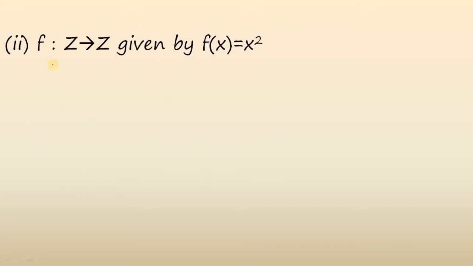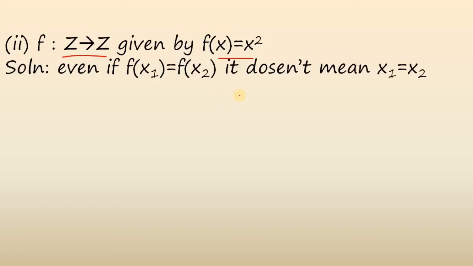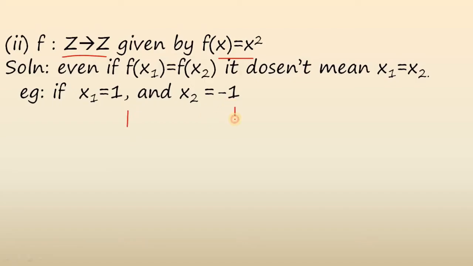Let's do the second one. f such that Z to Z given by f of x is equal to x square is the same condition, but it's integer to integer. What is an integer? It includes negative numbers, positive numbers, and 0. Even if f of x1 is equal to f of x2, it doesn't mean x1 is equal to x2. Why? We'll just see an example. If you take x1 as 1 and x2 as minus 1, what happens? 1 square is also 1 and minus 1 square is also 1. So f of x1 is equal to f of x2, but x1, that is minus 1, is not equal to 1. So it is not injective.